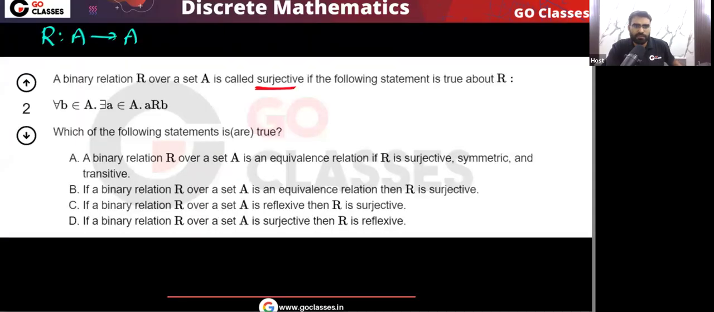Okay, so the question is saying that if you have a relation R from set A to set A, when can I say that this is a surjective relation? This is a surjective relation if for all B belonging to A, meaning for every element, what should happen? There exists an element A such that A is related to B. Okay, this is the given surjective relation.